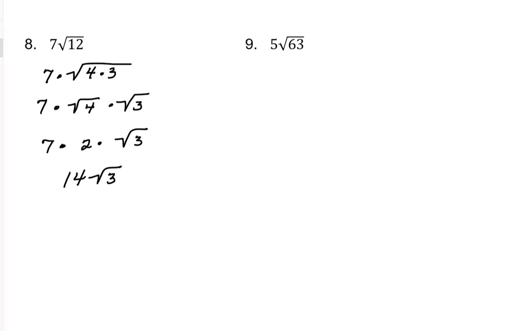All right, let's do one more here. Problem number 9. I have 5 times the square root of 63. Again, I want to find the biggest perfect square that goes into this number here that's under the radical. So the biggest perfect square that goes into 63 is 9. I'm going to go ahead and skip a step here, and I'm going to go ahead and write this as the square root of 9 times the square root of 7.